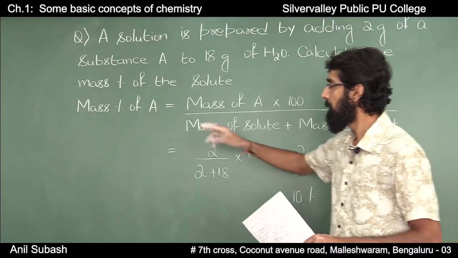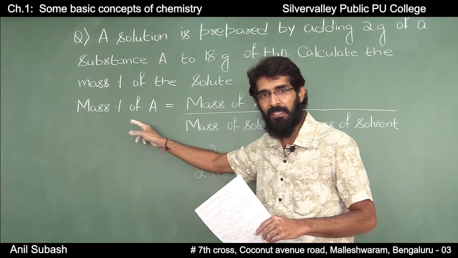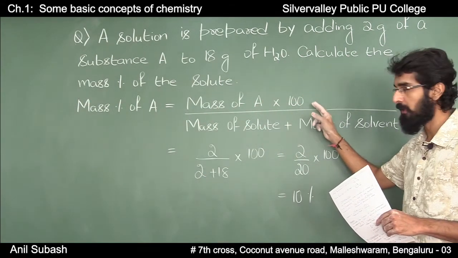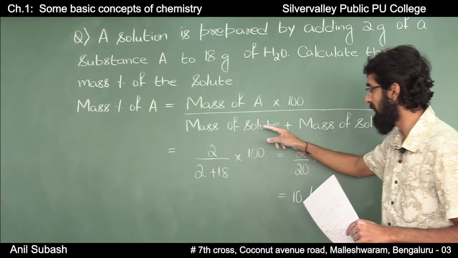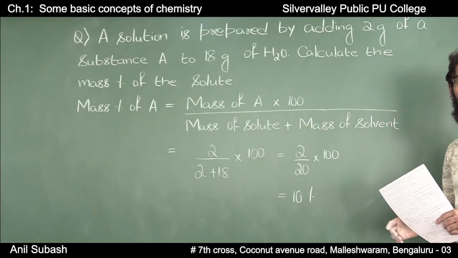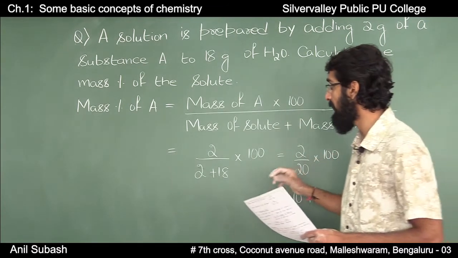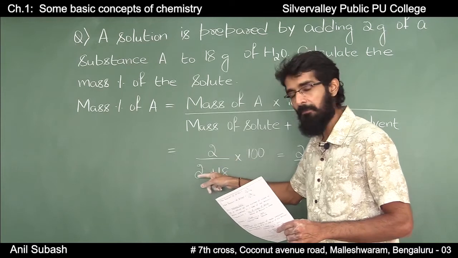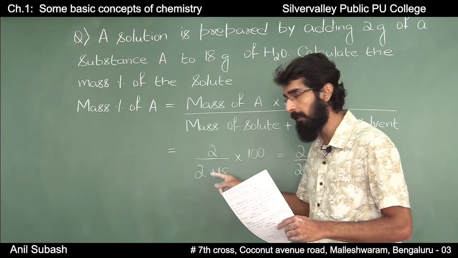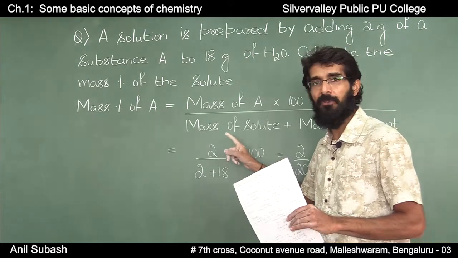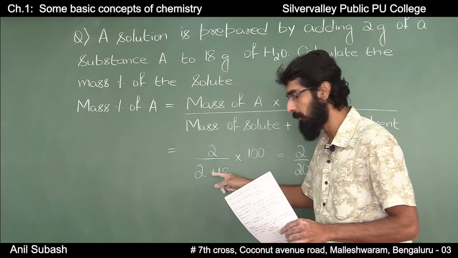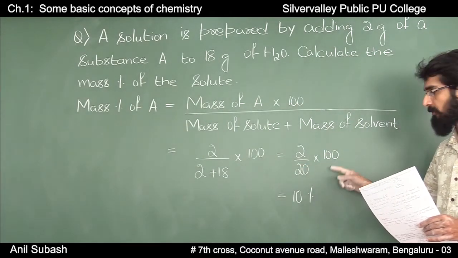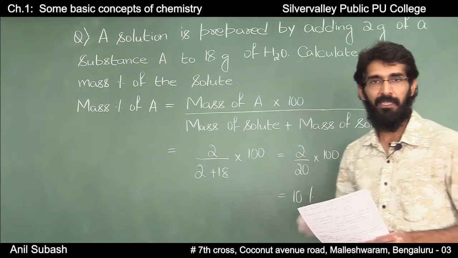We all know that mass percentage of any substance is given by mass of that substance into 100 by mass of the solute plus mass of the solvent. It has been clearly mentioned that mass of the solute, that is A, is 2 and mass of the solvent is 18 gram. Therefore, mass percentage of A will be equal to 2 by 2 plus 18 into 100, that is equal to 2 by 20 into 100, and that comes out to be 10%.